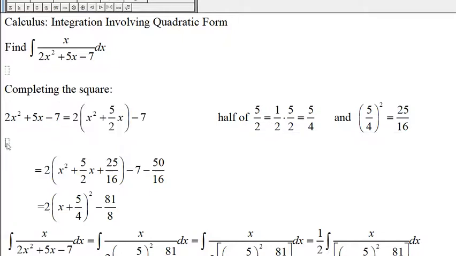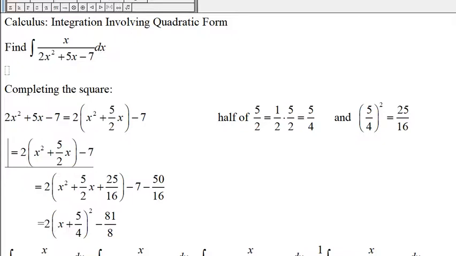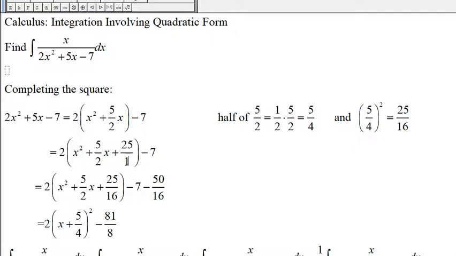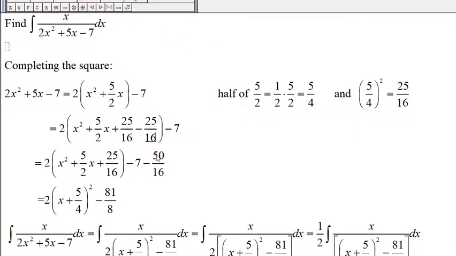And now add 25/16, subtract 25/16. Two times minus 25/16 is minus 50 over 16. And that's what we have right here.